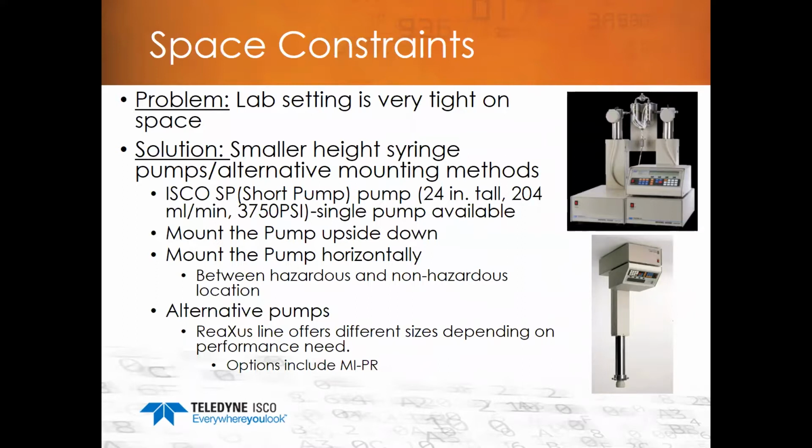Alternatively, if you need a smaller footprint, you can look at our Reaxis line. Those are much smaller footprints, right down from the M1 to the PR. So space is a big concern nowadays, and this helps. Knowing you have these options available will help you. Okay, so space constraints, continuous flow.